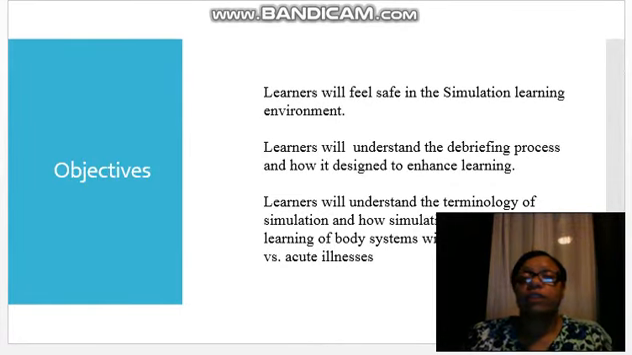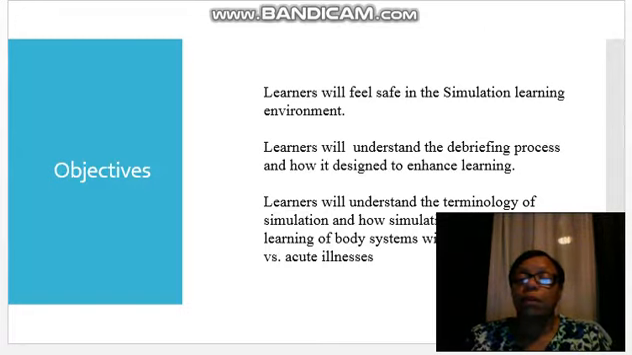Now, my objectives. How do I see myself getting these students to the realization of understanding what simulation is? My first objective: the learners will feel safe in the simulation learning environment. My next objective: the learners will understand the debriefing process and how it's designed to enhance learning. The learners will understand the terminology of simulation and how simulation enhances the learning of body systems.